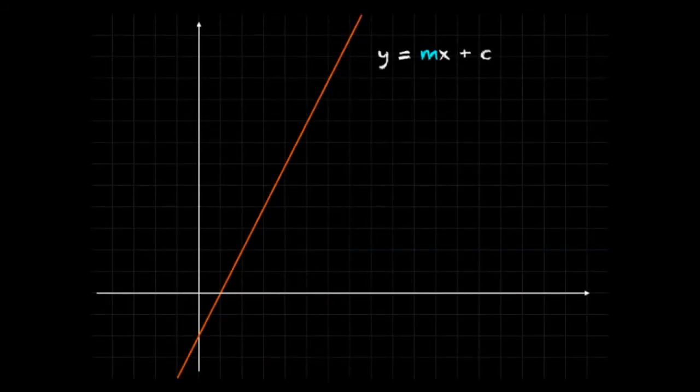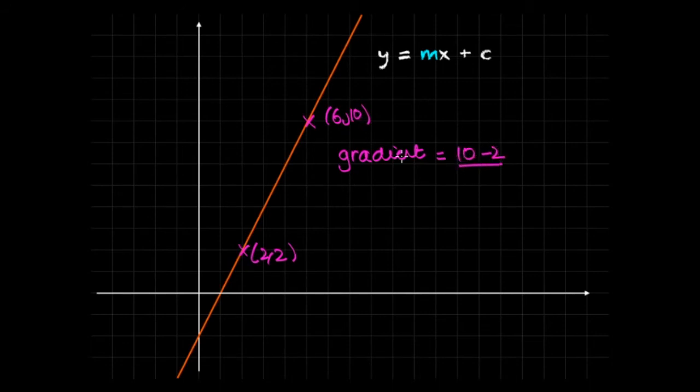Alternatively, you may have to find the equation of a line given 2 of its points. So let's call this point here (2, 2), and let's call this point here (6, 10). So again, the gradient is equal to rise over run, or the change in y over the change in x, and the change in y is 10 minus 2. The change in x is 6 minus 2. And so our gradient is 8 over 4, which is equal to 2.